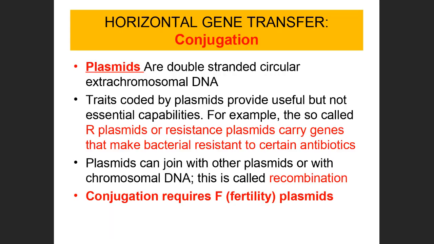And the last one is conjugation. Conjugation is, again, common. This one requires a plasmid. And we mentioned plasmids in chapter 3, where it talked about plasmids being little pieces of circular DNA that bacteria have. And the thing about plasmids is that they're incredibly versatile. A plasmid can join with other plasmids.